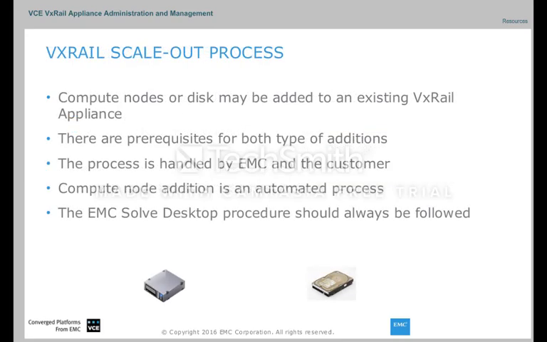VxRail Manager supports automated cluster scale-out of an appliance or node for easy expansion. You can also add additional disks, which we will discuss in the upcoming slides. For compute node expansion, VxRail Manager automatically detects new nodes as they come online. All scale-out is performed one node at a time, even when adding a whole appliance. Work with your EMC, VCE, or partner representative to expand your VxRail appliance cluster.